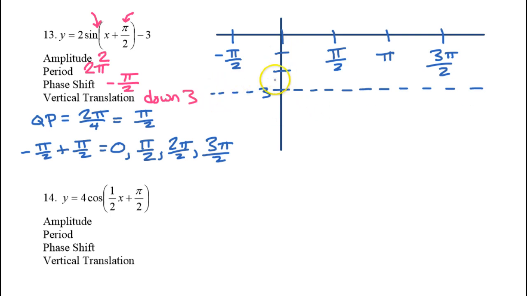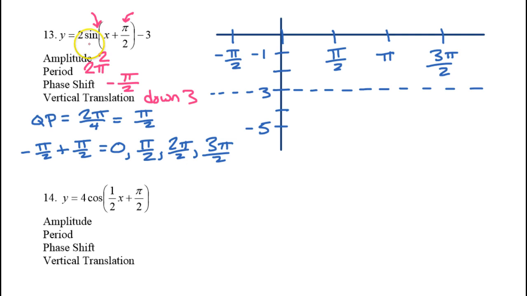Okay, now if I go up 2 from here, that's going to be at -1, so that should be labeled. If I go down 2 from here, that's going to be at -5, so that should also be labeled. Okay, now we are ready to do the graph.